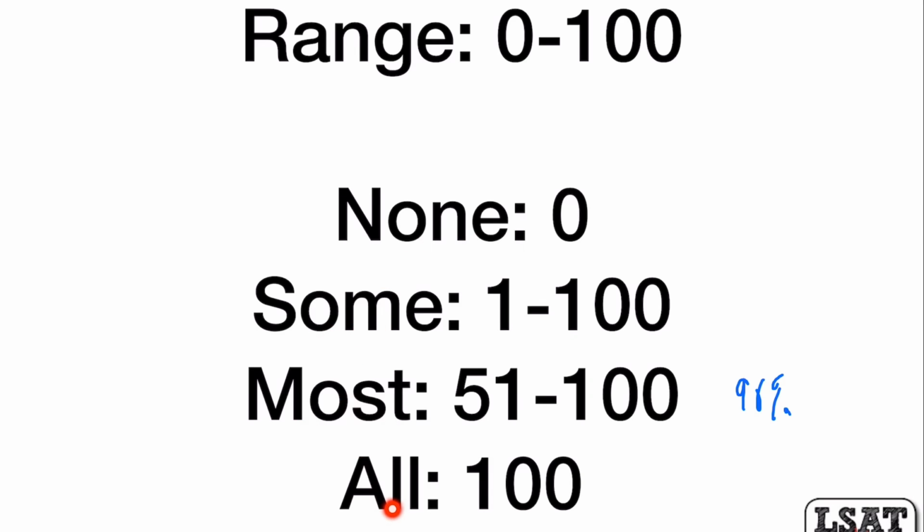These are the main quantity words to know. None, some, most, all. These are their ranges. And you've got to think in terms of the range, that if I say most, you can't think of one specific thing. You think of a range of possibilities. And I think that's the biggest thing to learn about quantity words in the LSAT generally, is that you're thinking in terms of multiple possibilities rather than one single reality.